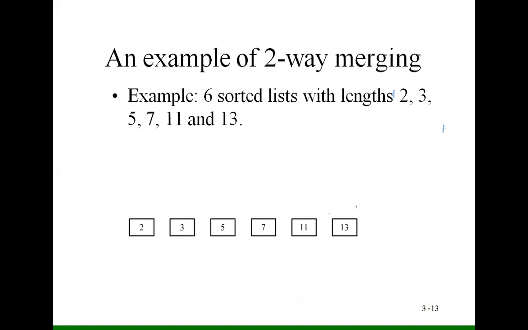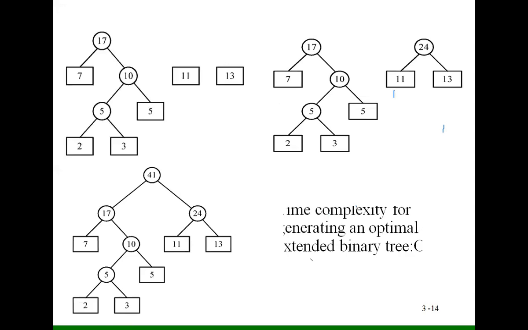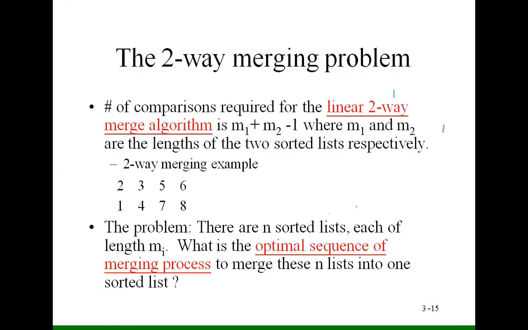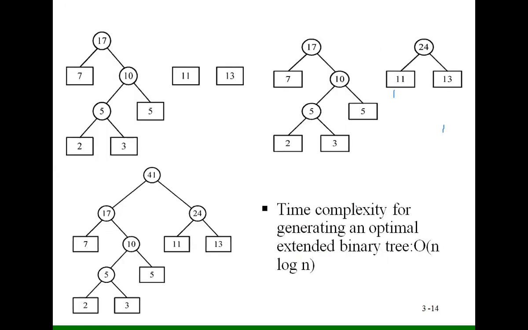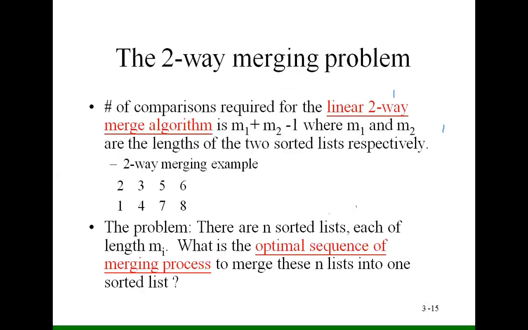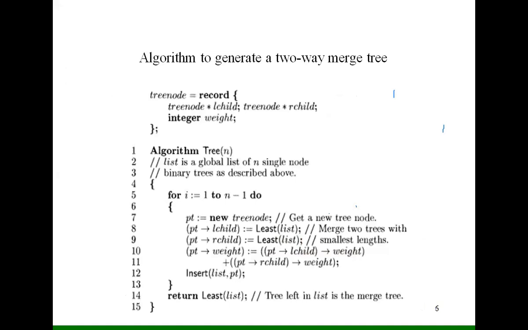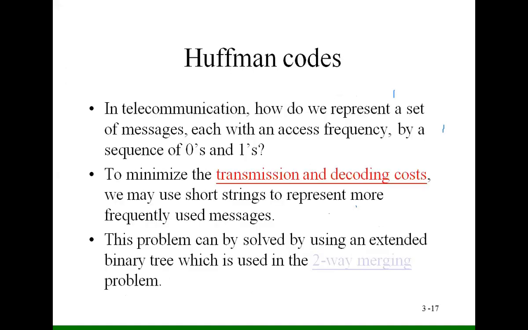This is another example of two-way merging. The time complexity is considered as big O of n log n. From the algorithm, you get this time complexity. Another important application is Huffman code, which is also discussed. Huffman code is used for data transmission and data compression. We are using two-way merging in this problem.